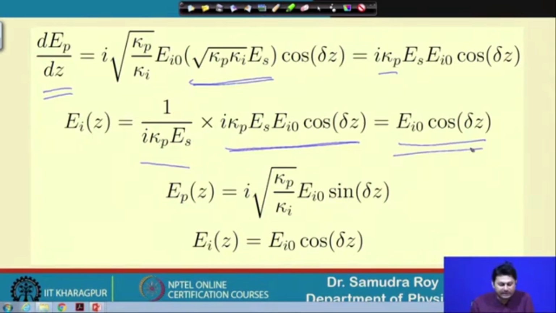You can see that again the boundary condition is satisfied, because we know that EI at z equal to 0 is EI0, and if you put z equal to 0, then cos(0) becomes 1. So, we have EI at z equal to 0 is simply EI0. So, these two expressions we have in our hand, which are EP and EI. EP will evolve in this way, EI will evolve in this fashion.